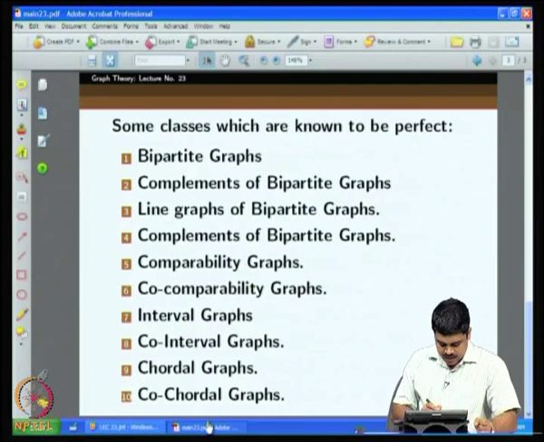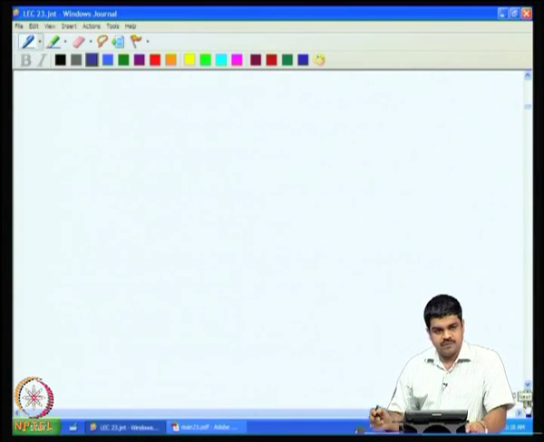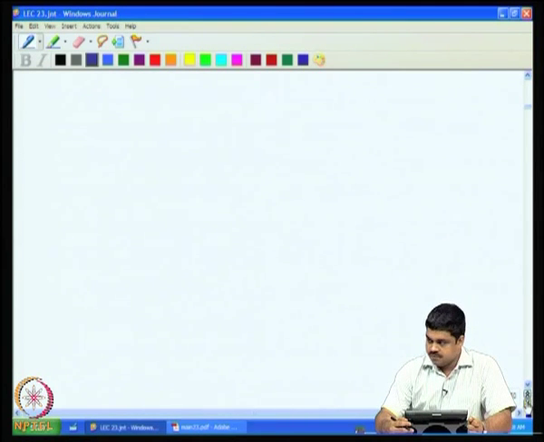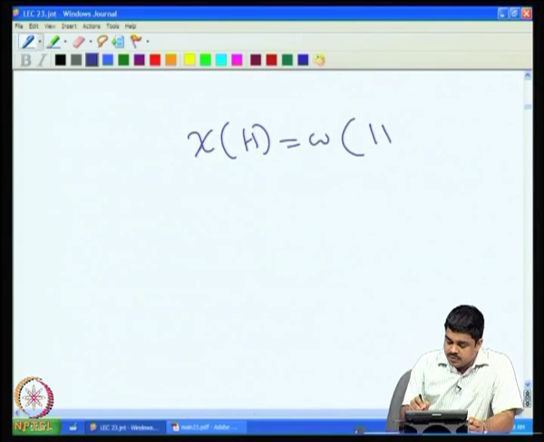Now, let us look at the complements of bipartite graphs, that is a little more non-trivial. So, complements of bipartite graphs, that means a graph whose complement is a bipartite graph. Let us say G is such a graph. Can I show that chi of H is equal to omega of H for every induced subgraph H of such a G?